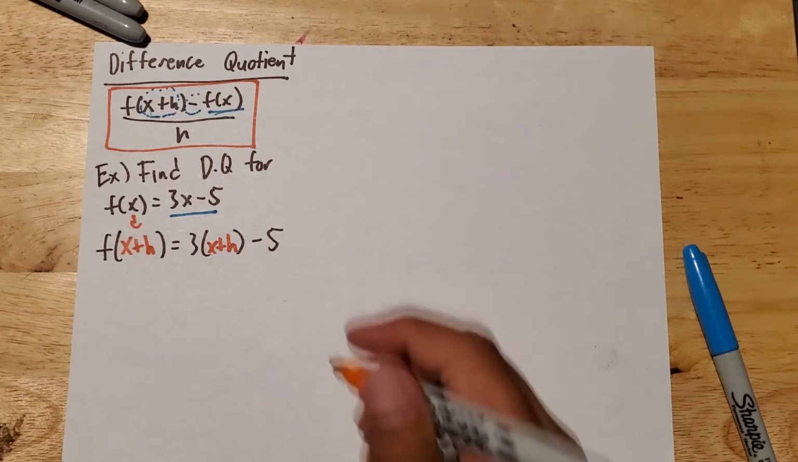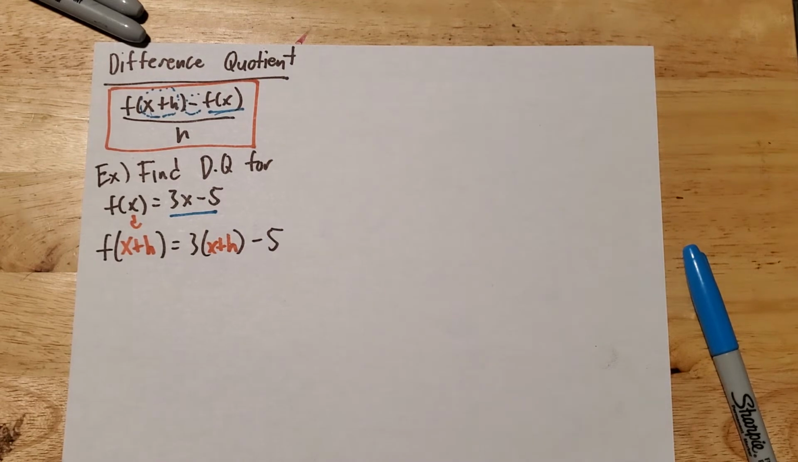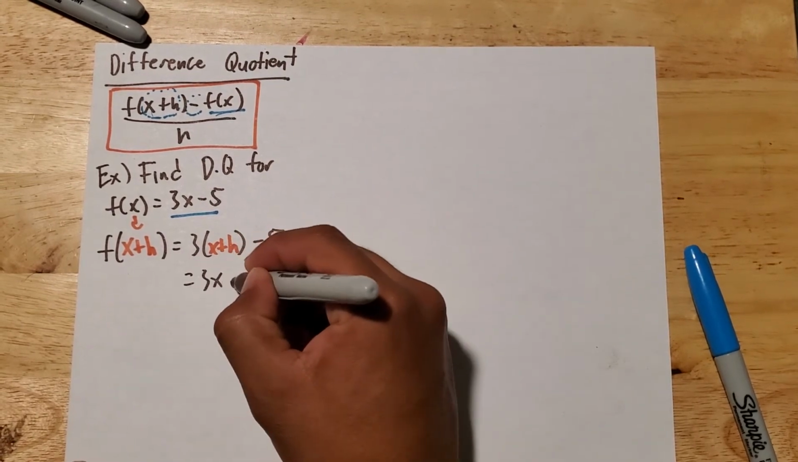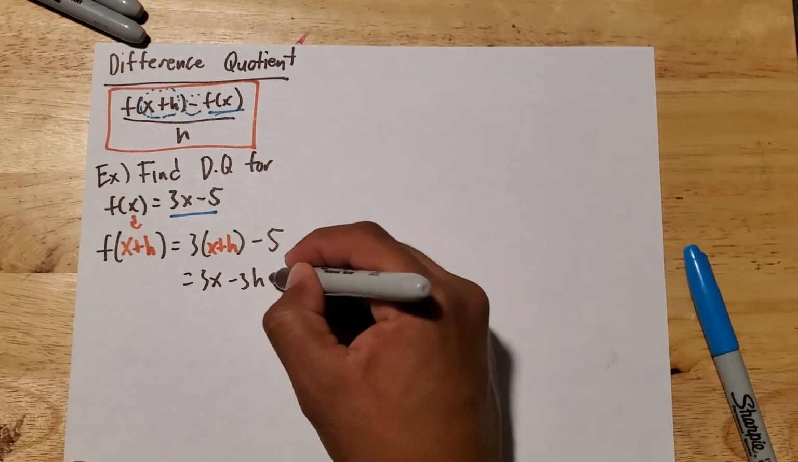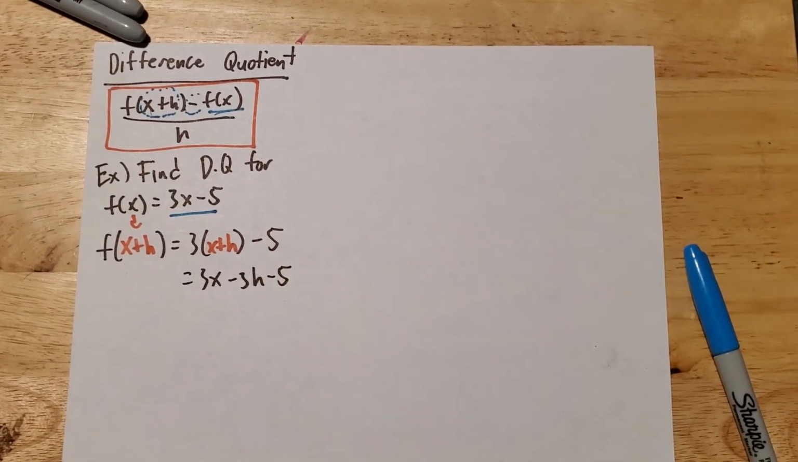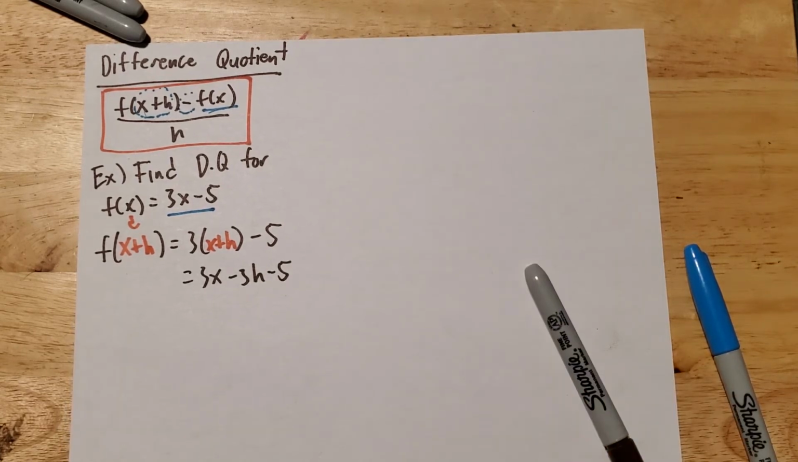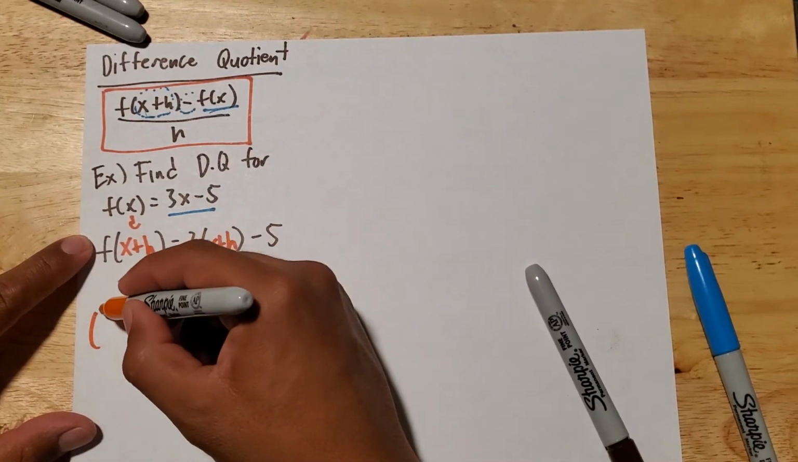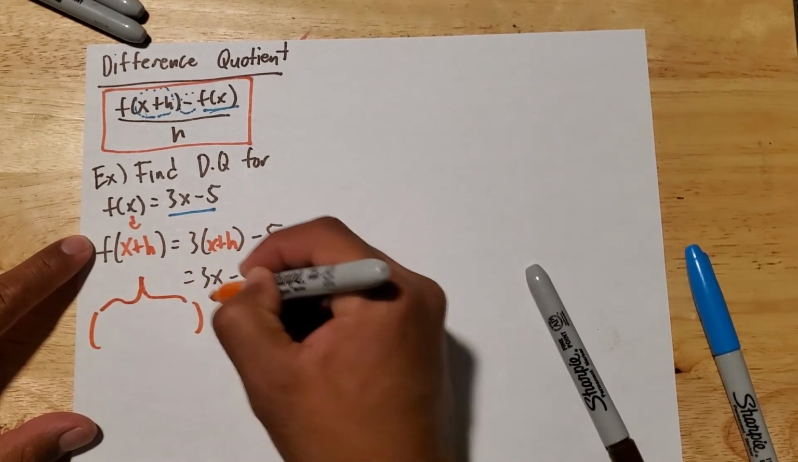So once I do that, this is going to simplify to 3x minus 3h minus 5, if I'm not mistaken. And then I already know what f of x is. So all I'm going to do now is combine them all together. So what I mean by that is, here's my f of x plus h. So again, this used to be that.